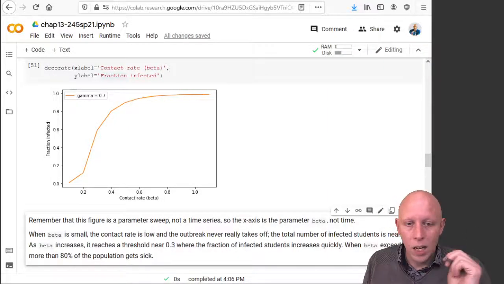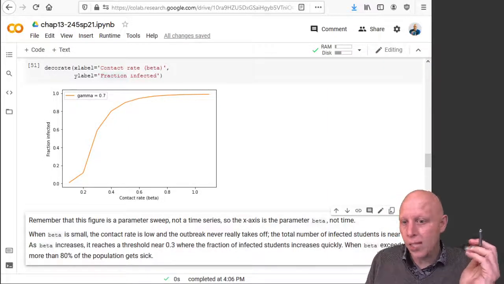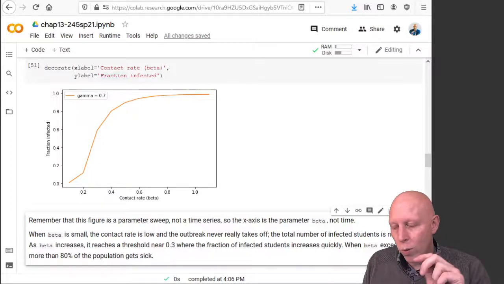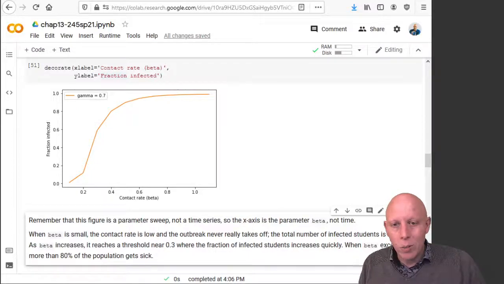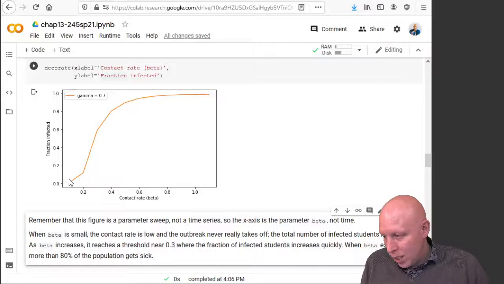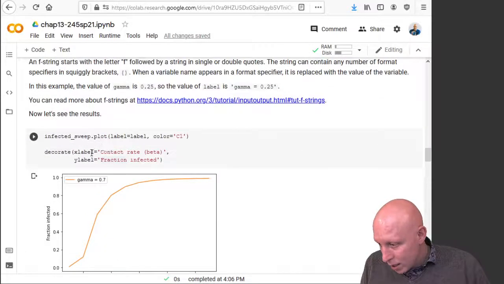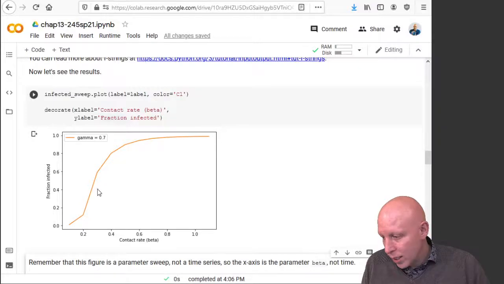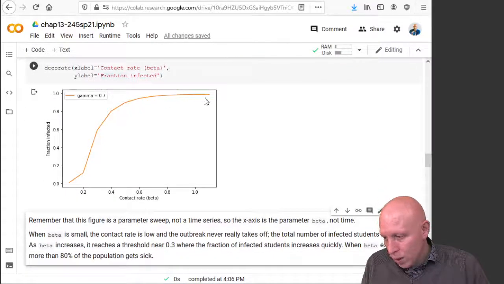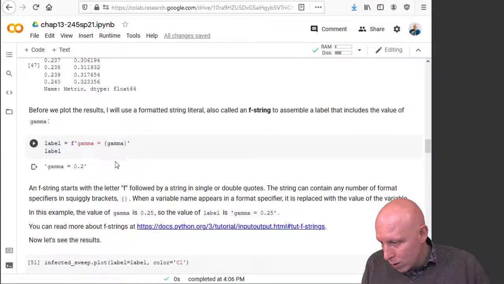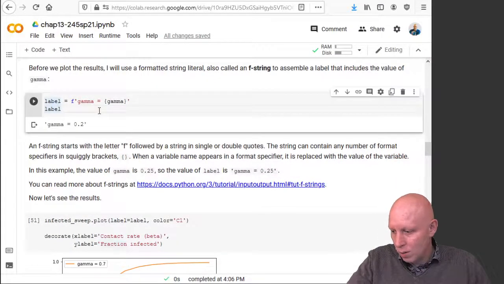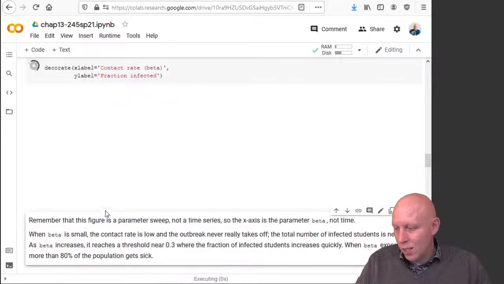Hi, welcome back. Last time we were talking about how, when we change the value of beta, that impacts the fraction of the population that got infected, if we keep gamma fixed. So we can see here that by defining gamma to be 0.2, this is what we did before. I'm wondering why it's telling me that gamma is equal to 0.7. Let's rerun this and see if that fixes it.